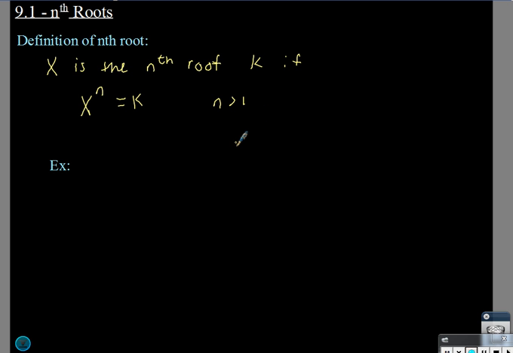Anything like that. So an example of that would be that we could say that 17 is the third root of 4,913 because 17 cubed is equal to 4,913.